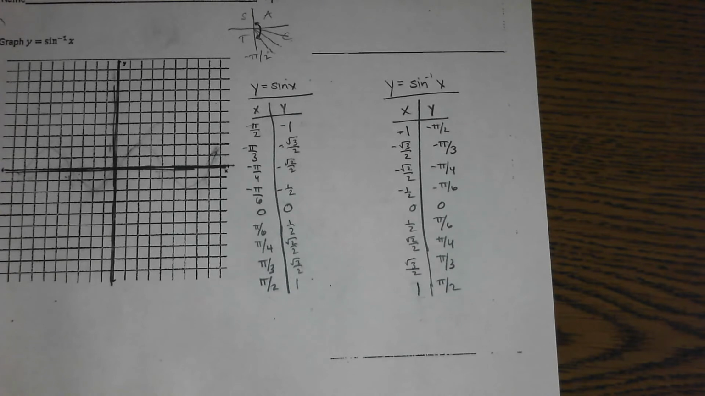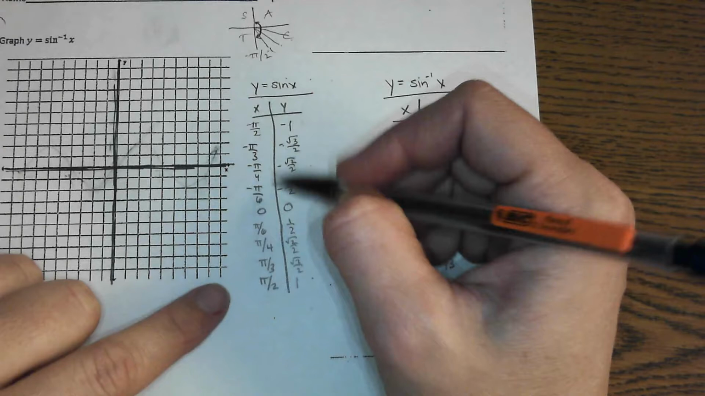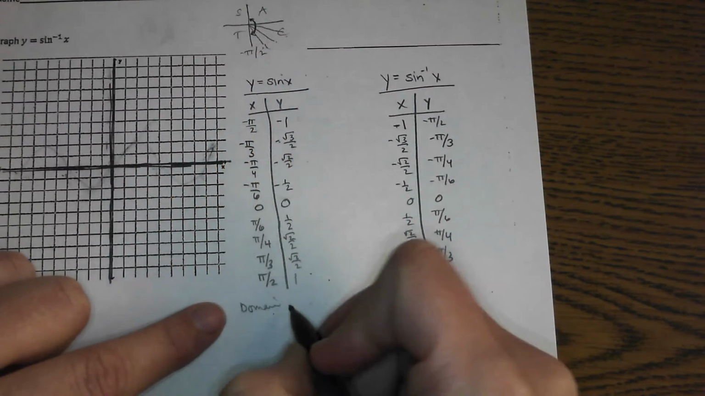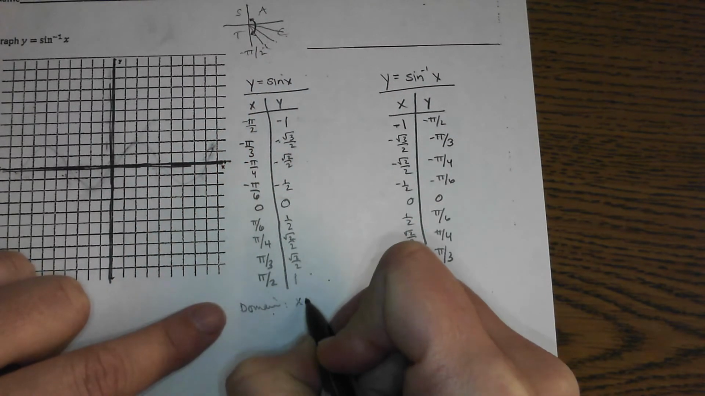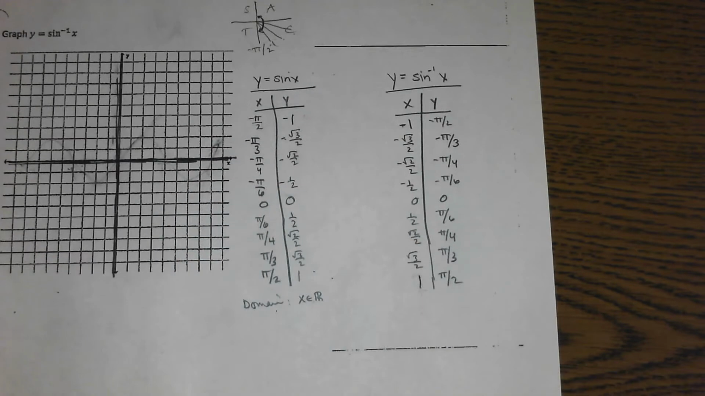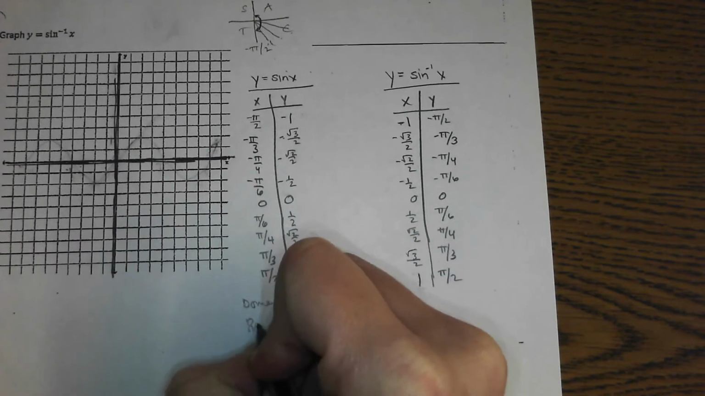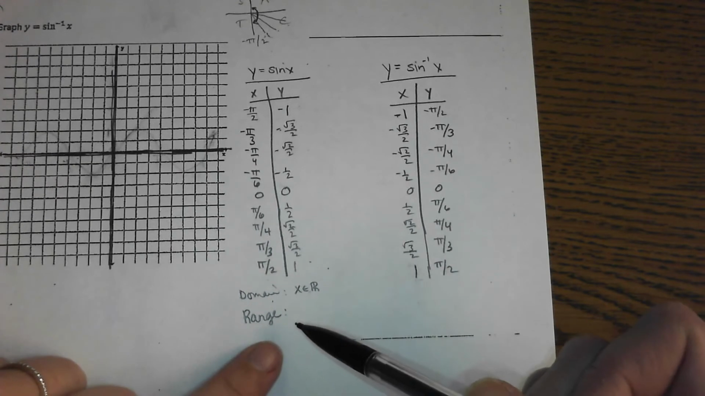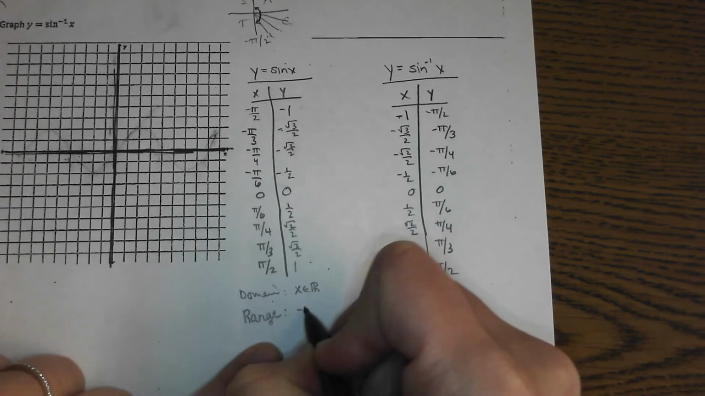And before we do it, let's talk domain and range. On a sine curve, any sine curve, your domain is technically unlimited, right? X can be any real number. You can take the sine of anything, but your range has to be between negative 1 and 1.